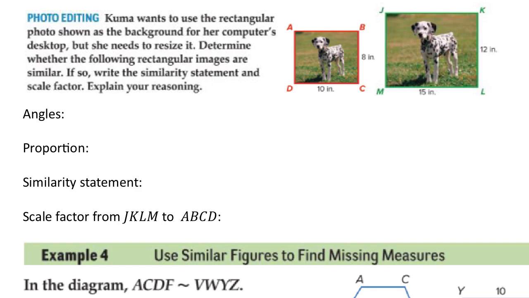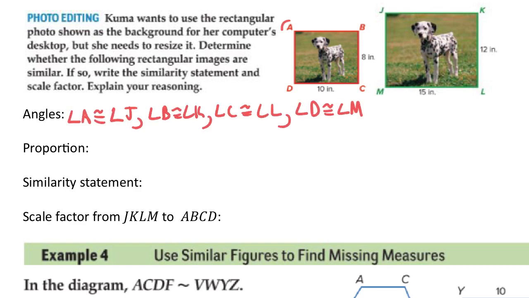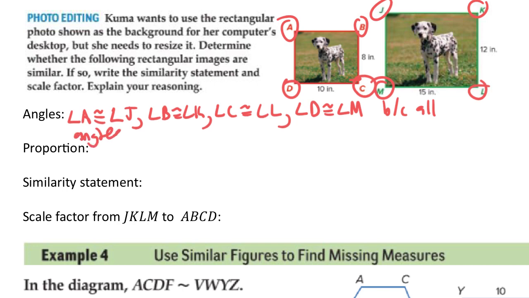Let's start with the angles. Well, you know what we can say? I mean, we have to show the following. We have to show this. That angle A is congruent to J, B to K, C to L, and D to M. Right? Can we show that these corresponding sides are all congruent? Angles are all congruent? Absolutely. Why? Because all angles are what? Right angles.